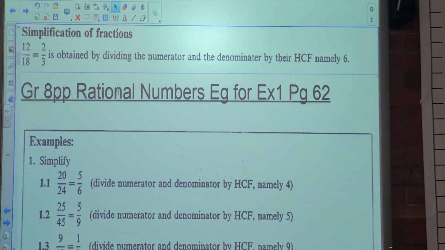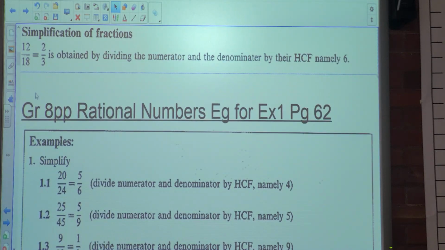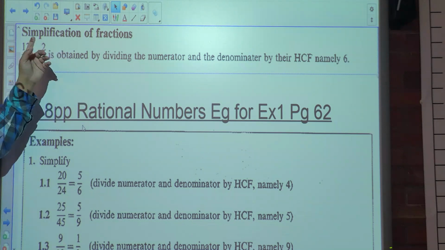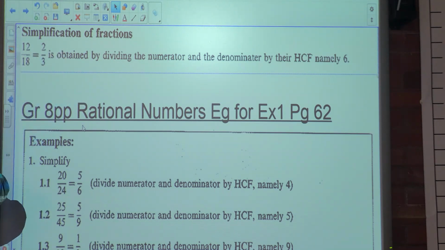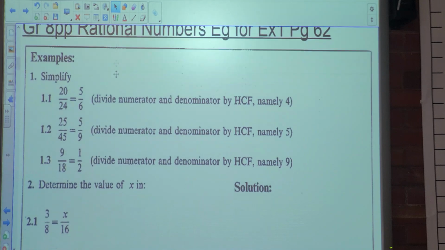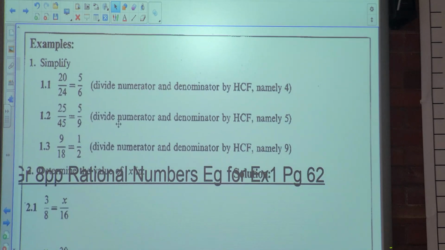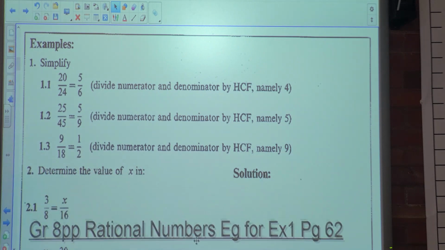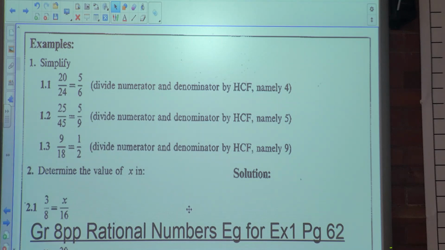So, simplification of fractions. We know that 12 over 18, as you can see, can be simplified by dividing the numerator and the denominator by their highest common factor. In this case, it's going to be 6. And 6 goes into 12 twice, 6 goes into 18 thrice. It's like cancelling or simplifying. And we have done this in the first term as well, not so? The reason why we spend so much time on fractions is to make this section of work a bit easier.